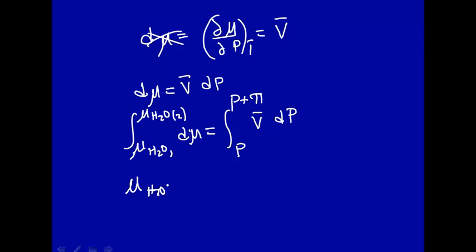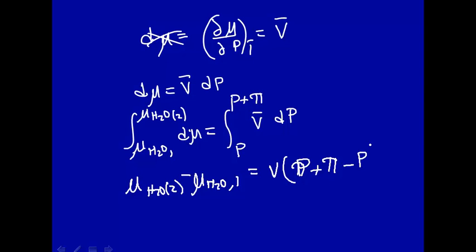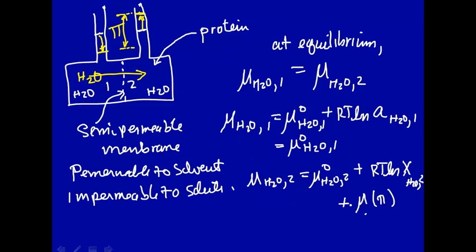Mu of H2O in compartment 2, the difference in chemical potential, minus mu of H2O in compartment 1. Let's assume the partial molar volume is a constant, so this is just V bar times the pressure on the left-hand side plus that extra osmotic pressure, minus the pressure on the left-hand side. So this is equal to the osmotic pressure times the partial molar volume. So that's what the extra stuff is for the hydrostatic pressure over here. This should be a standard state.